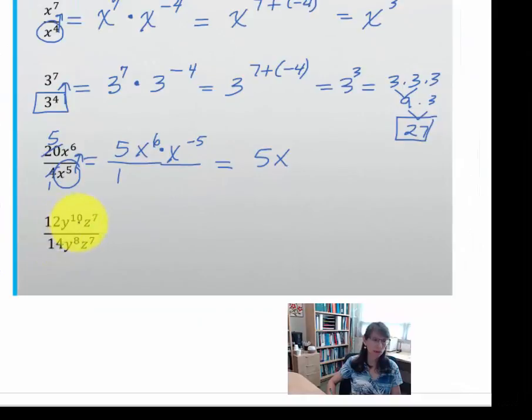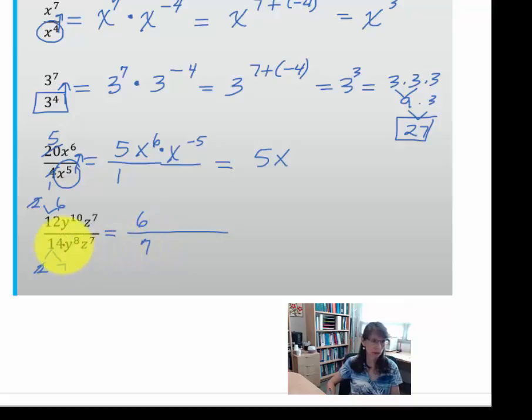In the last example, again, we've got some numerical coefficients, 12 and 14, and they're even numbers, so they're at least divisible by 2. And that's probably all, because 12 would be 2 times 6, and 14 would be 2 times 7. So we could reduce the 2, and this time our fraction, we're going to have 6 in the numerator and 7 in the denominator.